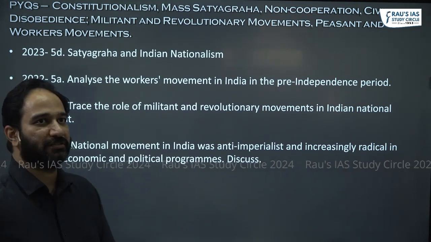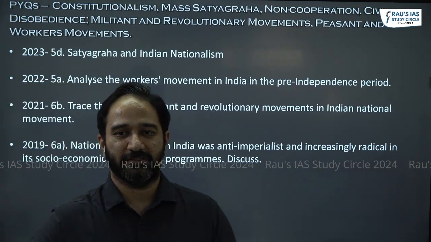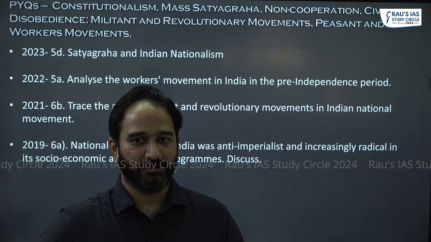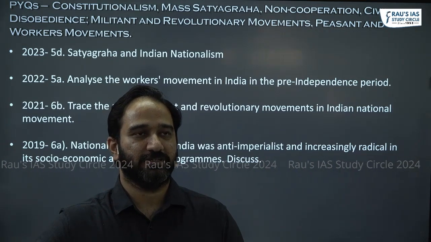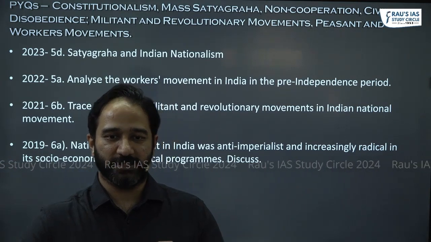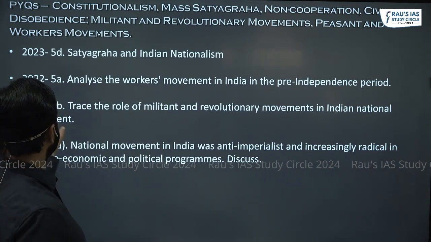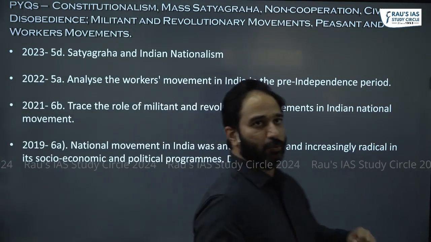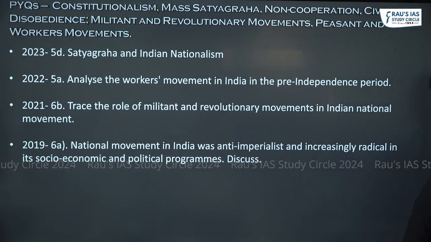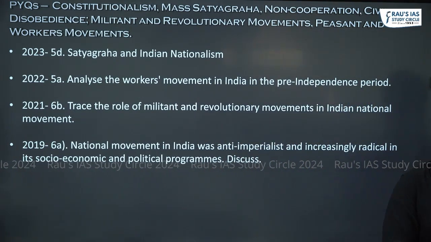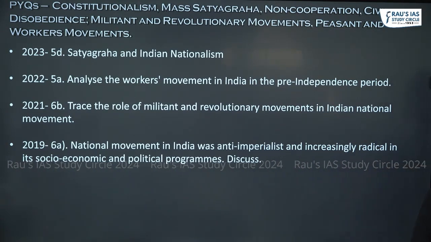The next is: analyze workers' movement in pre-independent India. That you've already written a lot on. Trace the role of militant and revolutionary movements in the Indian national movement. You've done them separately. So the best would be, this is 15 marks, therefore 250 words: 125 words on militant and 125 words on revolutionary, so that you give equal weightage to both the aspects.